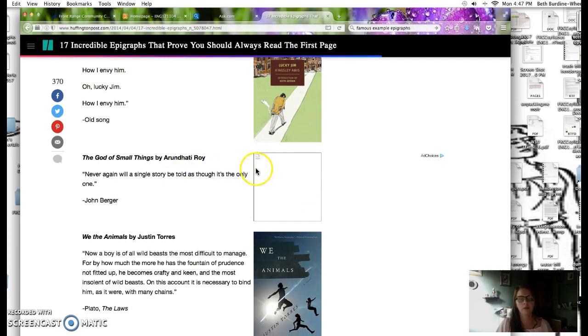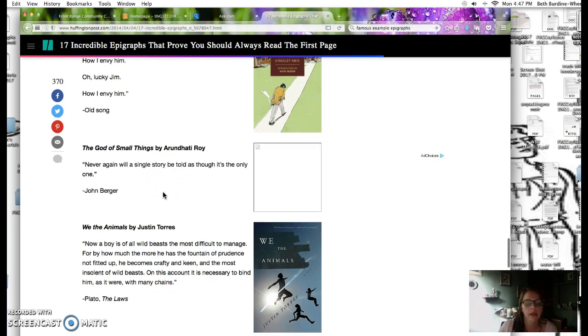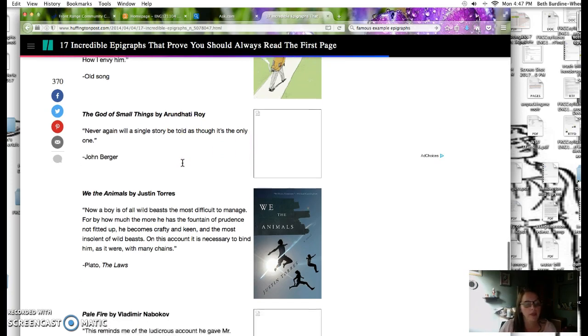You might not know this one, and unfortunately the image is broken, but The God of Small Things by Arundhati Roy is really a beautiful book, and this epigraph is very nice. "Never again will a single story be told as though it's the only one." And it's the way the book is told. It gives multiple perspectives from different characters, so this makes a lot of sense when I read that and know how it is applied.